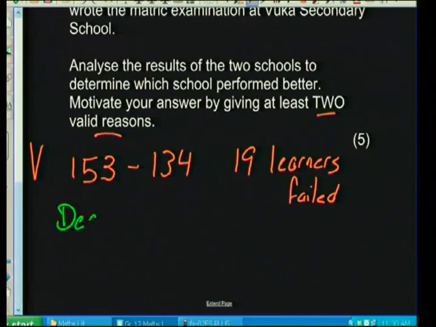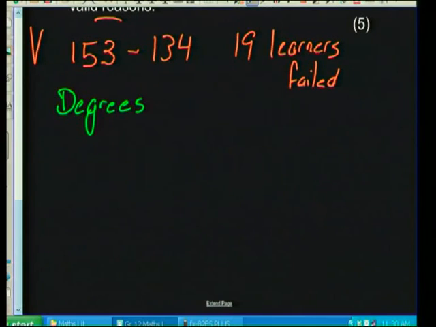But I'd like to look at degrees. I'd like to see how many of our learners actually got degrees. And we're going to need to compare this as a percentage because Vuka looks like they've got way more, but we know they had way more to start. So let's work out our degrees. Let's change our color here. We're going to first work with Bethany.